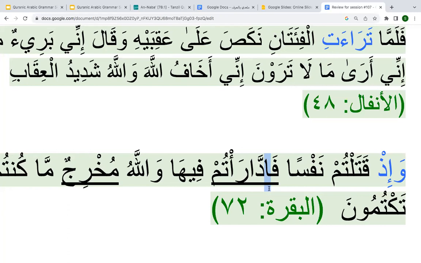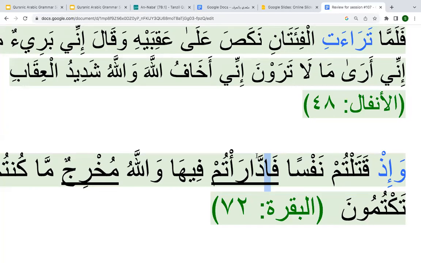Right? So it makes complete sense that I have to have something, because now my first letter, Dal, is not with Fatha. It has to be with Sakoon to get merged into the next Dal, according to the rule of Ibdal that we have learned in our last session.